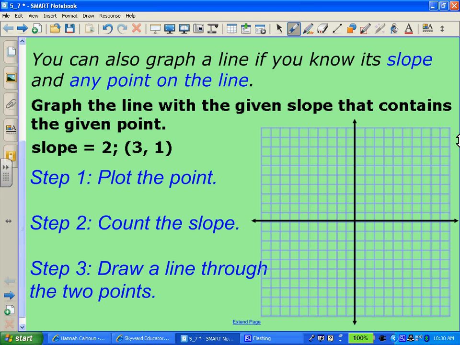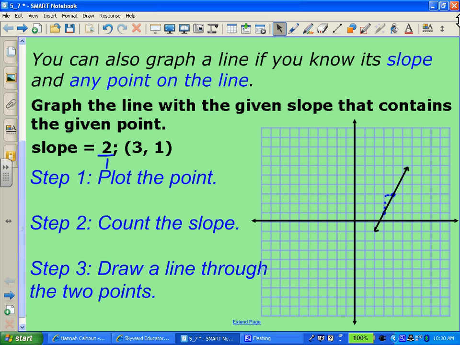So the first thing we do is we plot the point. So the point here is 3, 1. So I'm going to go to 3 and 1. There's 3, 1 on my graph. Then from that point, I count the slope. Now my slope is 2, so remember that that's 2 over 1. So from that point, I'm going up 2 over 1. So there's my second point, and then I have 2 points, which means that I can make a line. So then I make a line, and I have my graph.